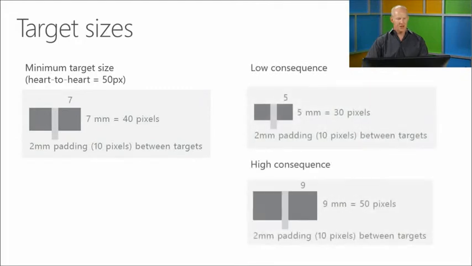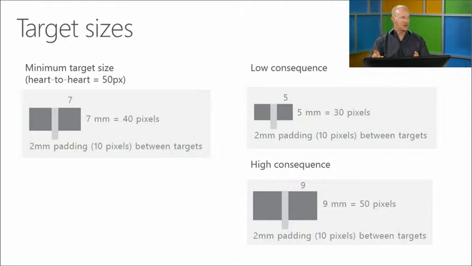If the recommended minimum target size is 7 millimeters or 40 pixels, you have about 2 millimeters, or 10 pixels, of padding between targets. So the distance from one target's center to the next is going to be about 50 pixels. That's a great place to start, and you might tune that according to the scenario.